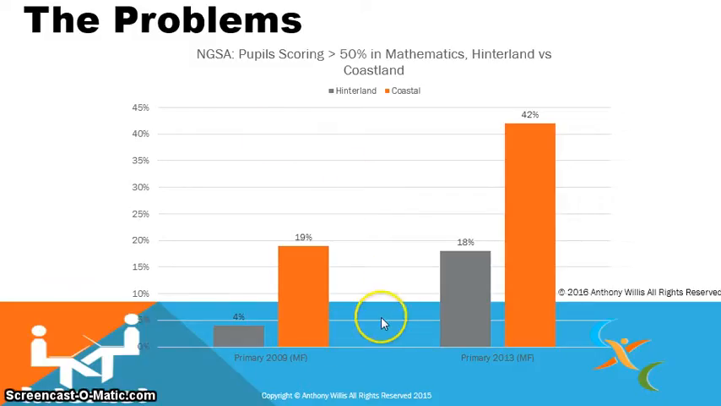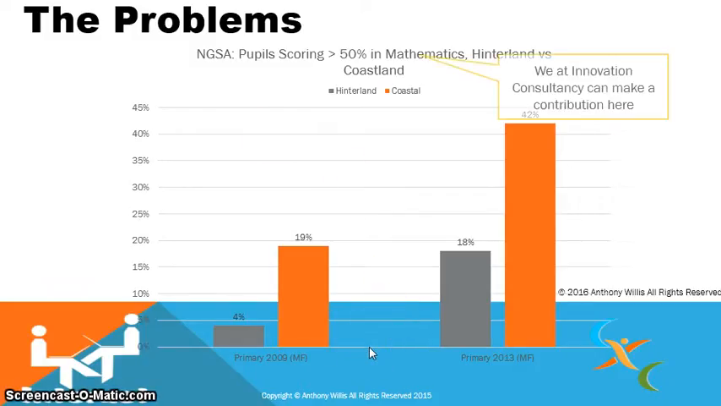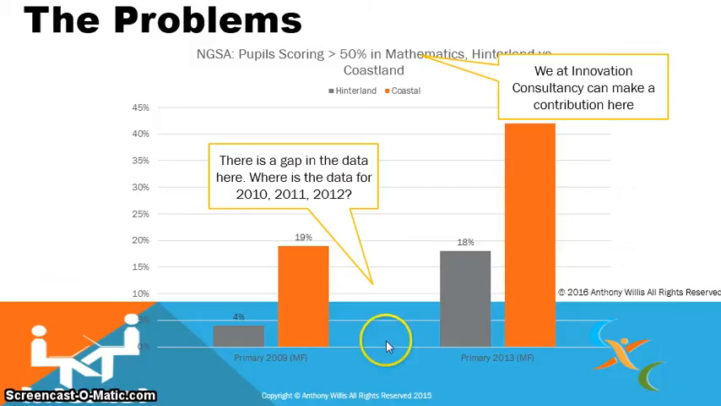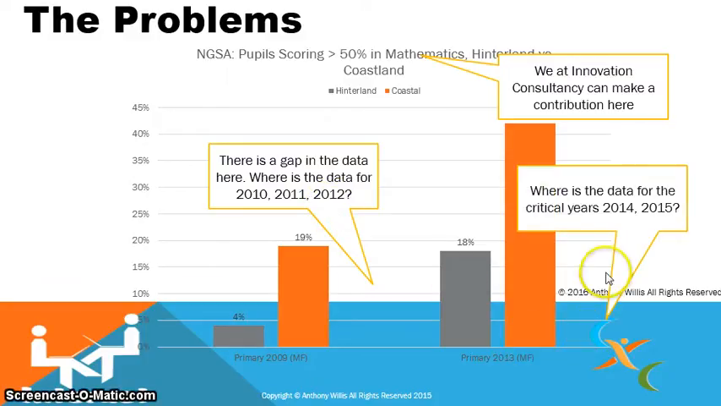You note, however, there's a gap here. The education sector plan does not give you data for this area. There's a gap in the data. Where is the data for 2010, 2011, 2012? And more importantly, where is the information for the years 2014, 2015? Now, policies are being designed that are based upon hard data, yet there is no hard data for 5 years: 2010, 2011, 2012, 2014, and 2015. Could you believe that?